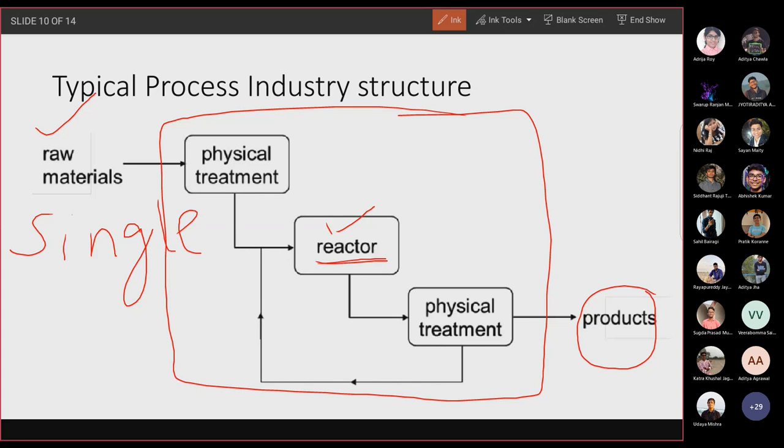Even in the physical treatment, mass transfer operations are known only to the chemical engineer, not even the mechanical engineer. Mechanical engineers might know, but very, very little.